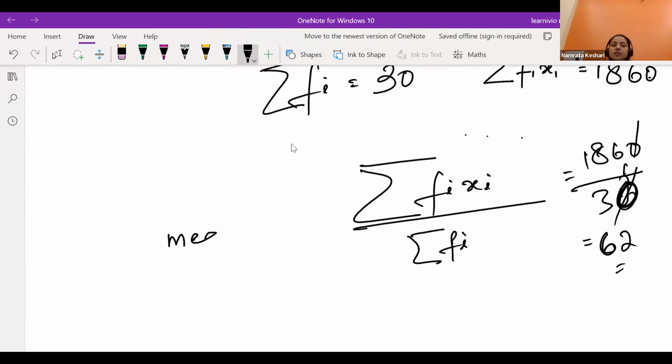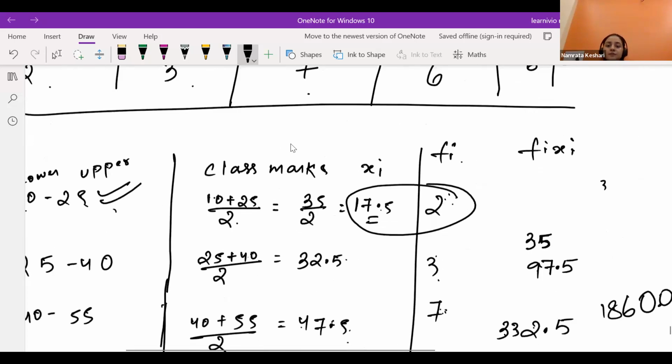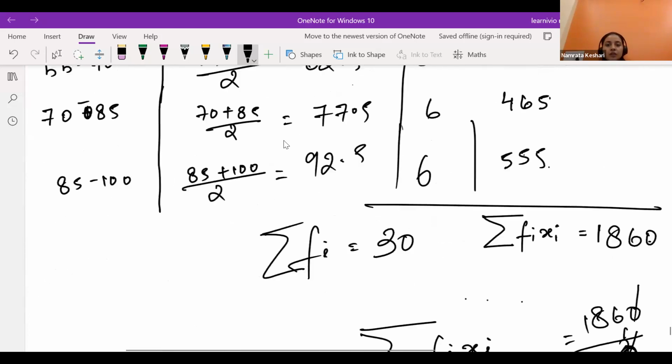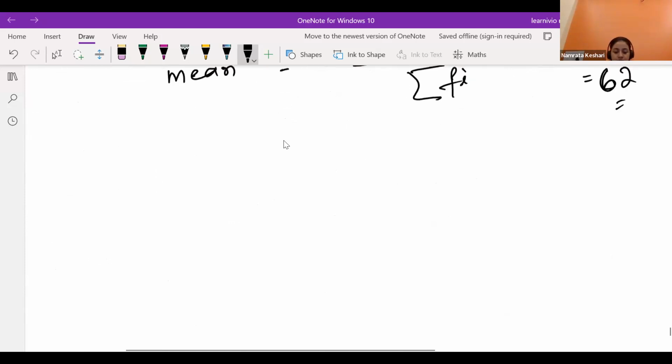Whenever we have group data, this is how we'll be finding the mean. Any confusion so far? No. Okay, let's move. The process of finding the mean by using this formula, by finding the class mark when we have group data, and then doing the multiplication fixi by the summation of fi, that way we got the mean, and this method of finding the mean is called direct method.